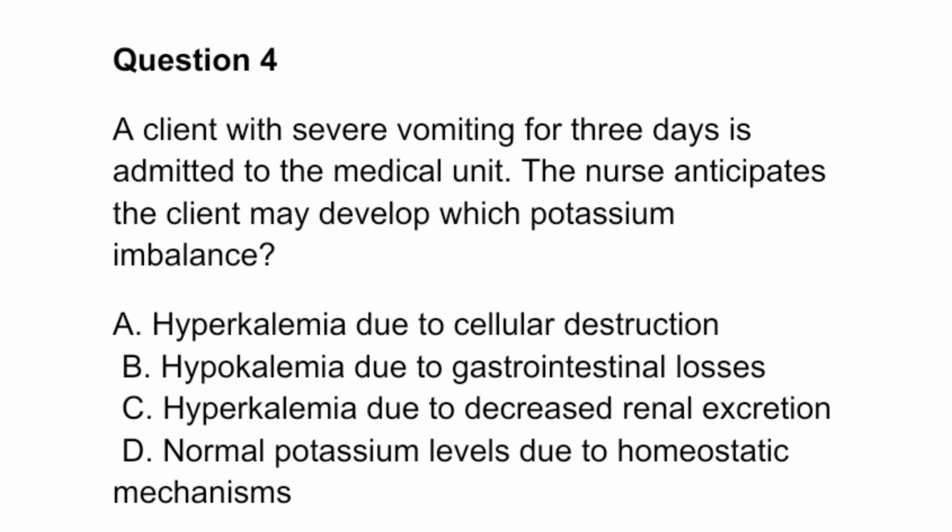A. Hyperkalemia due to cellular destruction. B. Hypokalemia due to gastrointestinal losses. C. Hyperkalemia due to decreased renal excretion. Or D. Normal potassium levels due to homeostatic mechanisms.